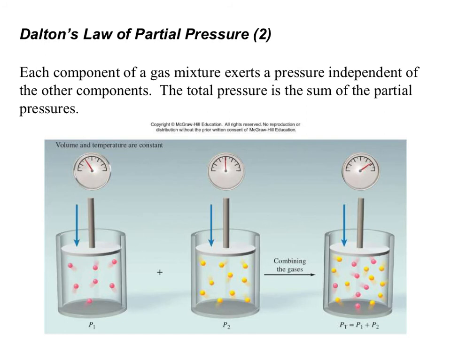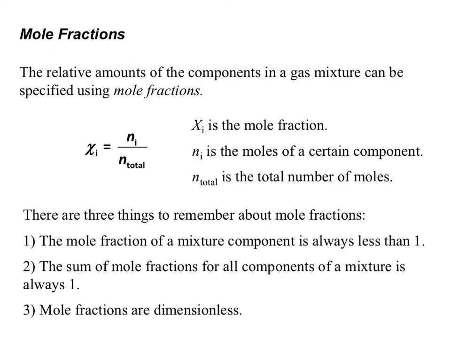As you can do this with pressure, you can also do it with moles. Mole fractions. The relative amount of the components in a gas mixture can be specified using mole fractions. Mole fractions, shown as chi, are equal to the number of moles of a certain component divided by the total number of moles present. There are three things to remember about mole fractions.